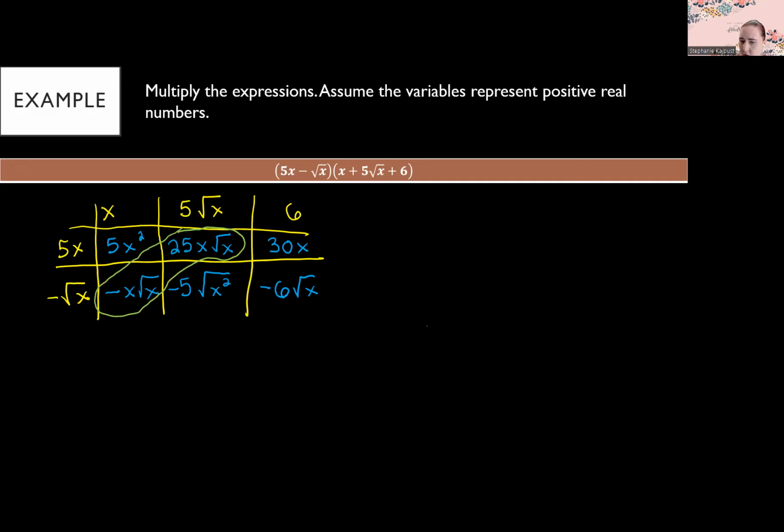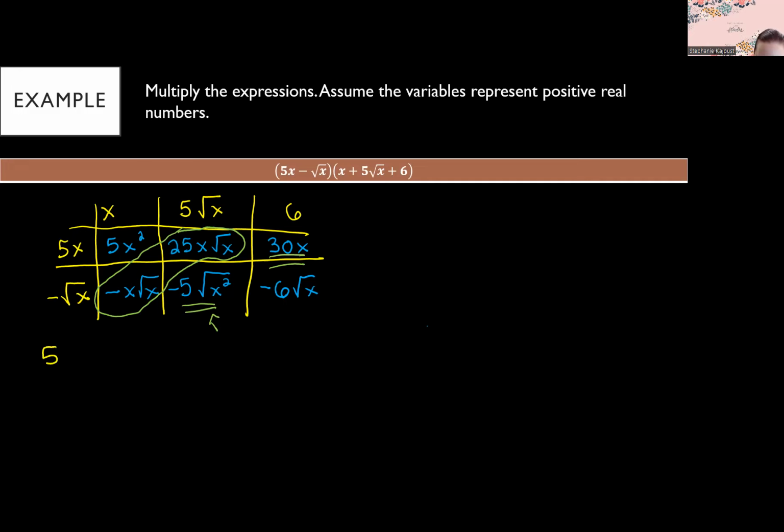So those are like terms because they both have an x and then a square root of x. This next diagonal here, these are like terms, but we have not simplified that yet. So those will be like terms. And so when I write this, I tend to do a zigzag so that I can group my like terms together.